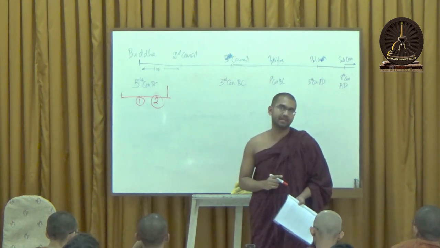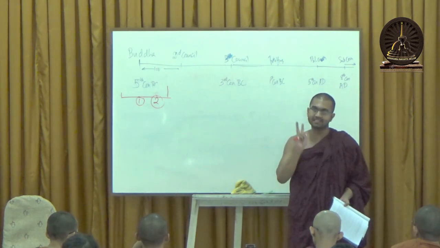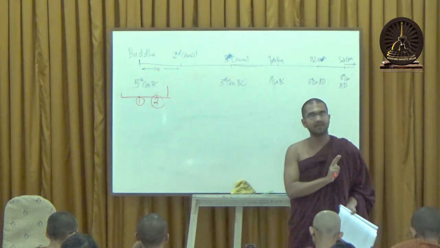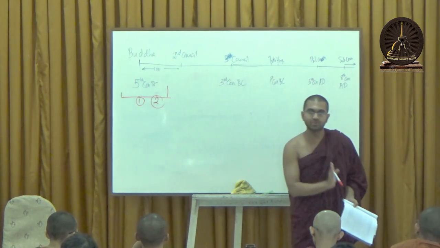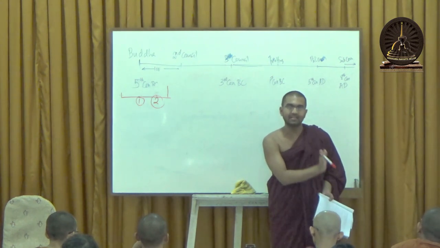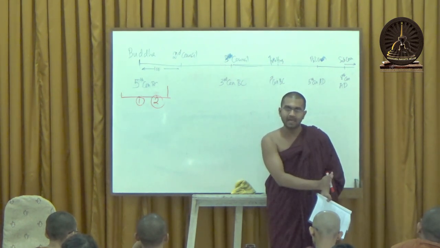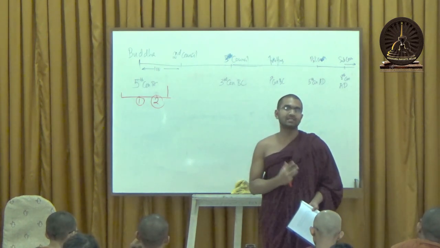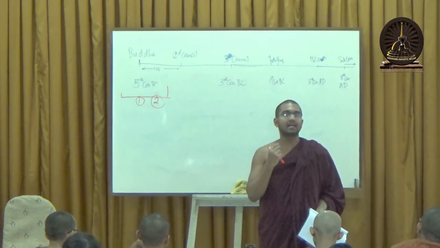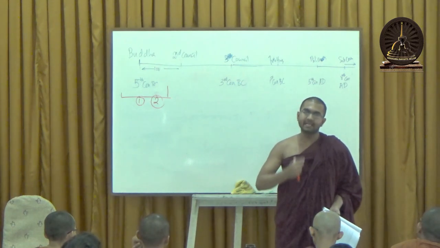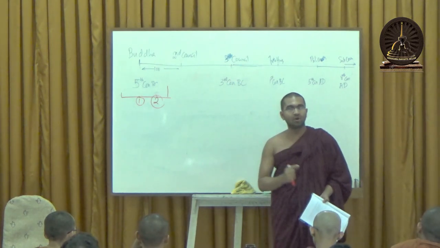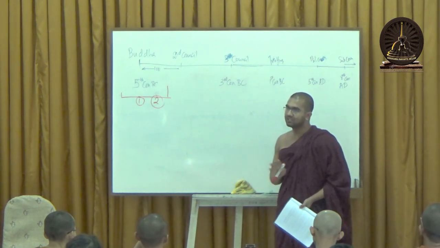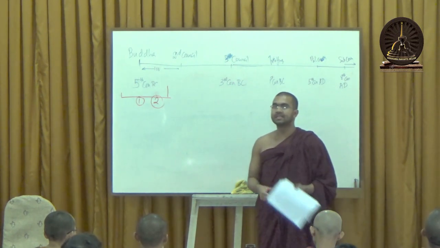So what does this mean? The two Theras gave the same discourse regarding the same subject matter, but the commentary says one chose to quote the teachings of the Buddha directly, and the other one gave a discourse based on his own ability. So what does this mean? Savakas are capable of creating new discourses as long as they match with the fundamentals of the teaching. This is not considered a problem in this Theravada tradition.